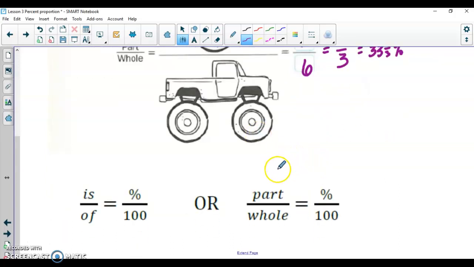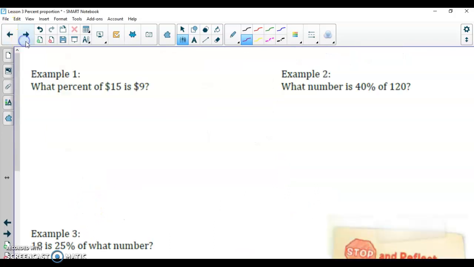So using the idea of the monster truck here, the part, which was the tires, over the whole entire truck is equal to some percent over 100. Remember, percents are always comparing numbers to 100, so the bottom number on the right will always be 100. Another way that we can hear this in a problem: the tires are part of the monster truck. So 'is' is another version of 'part'. The other way that we'll say this is is over of equals percent over 100. So part of it is of the whole. That's where we're going with our setup for today.